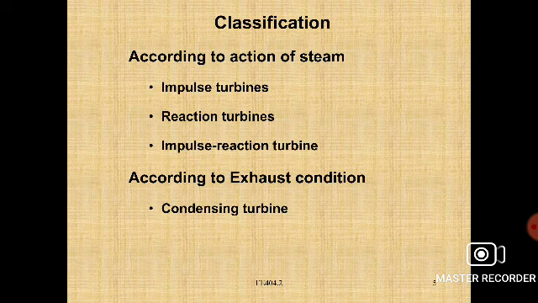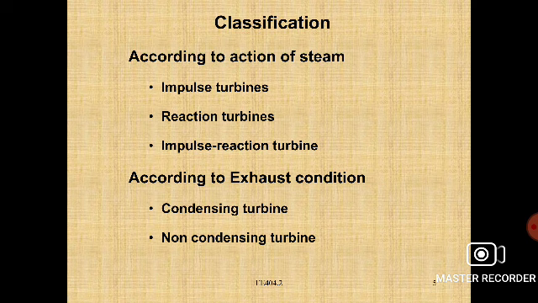So how are we classifying the steam turbines? First one is according to the action of steam. According to the action of steam, we have three types of turbines: impulse turbine, reaction turbine, and impulse-reaction turbine, which is the best one. Next, according to the direction of steam flow.